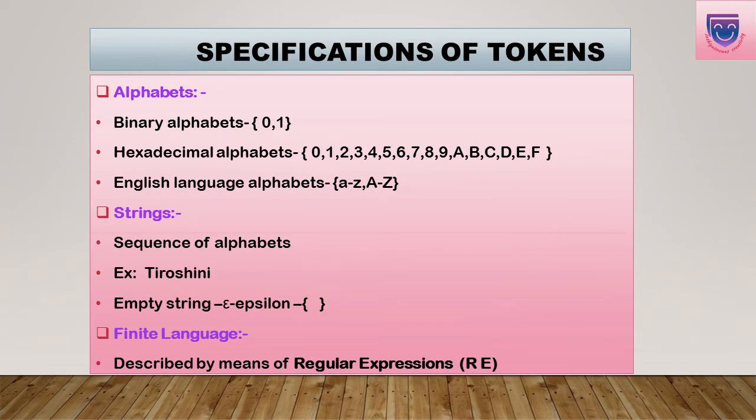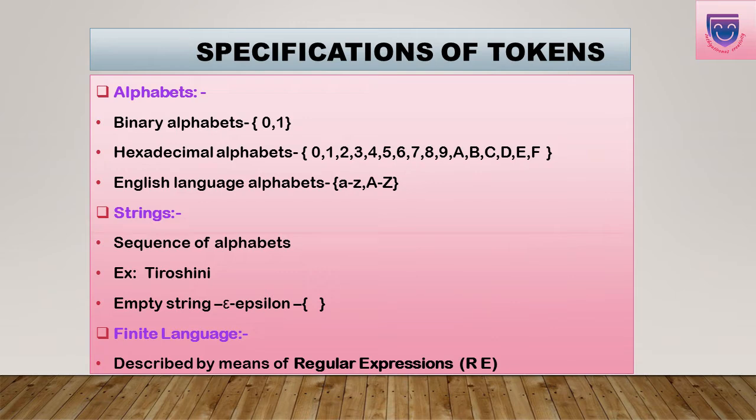Tokens are identified by different specifications. For the binary alphabet, it is 0, 1. For the hexadecimal alphabet, it is 0 to 9 and A to F, capital A to F. For the English alphabet, small a to z and capital A to Z. In the case of strings, it is a sequence of alphabets. The specification of a token is the sequence of alphabets.